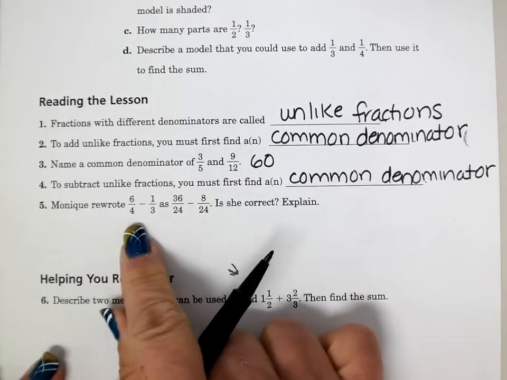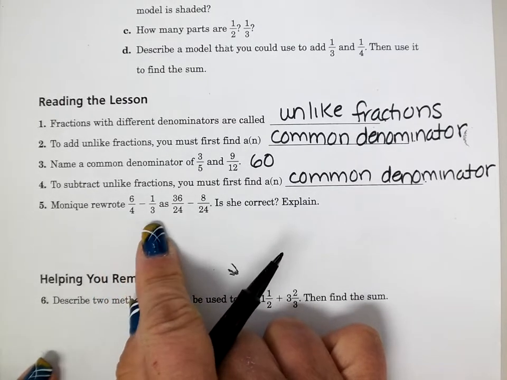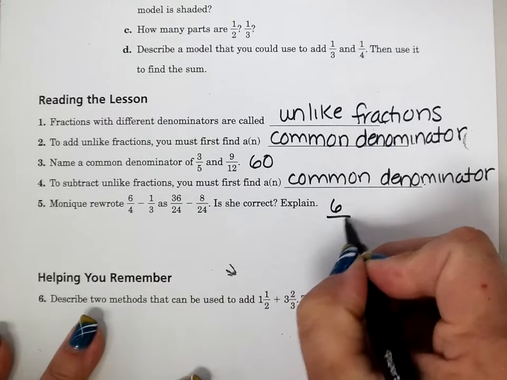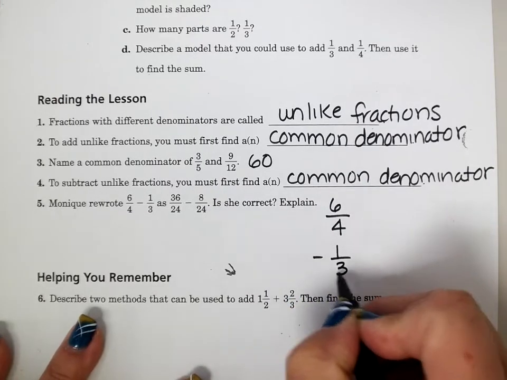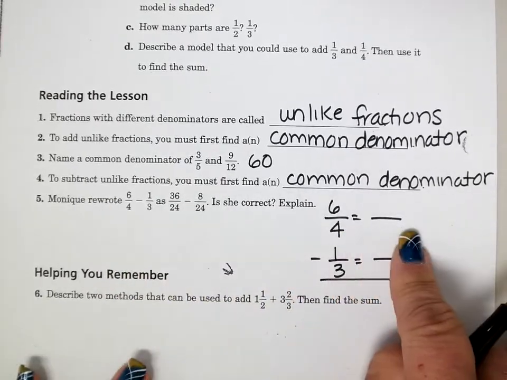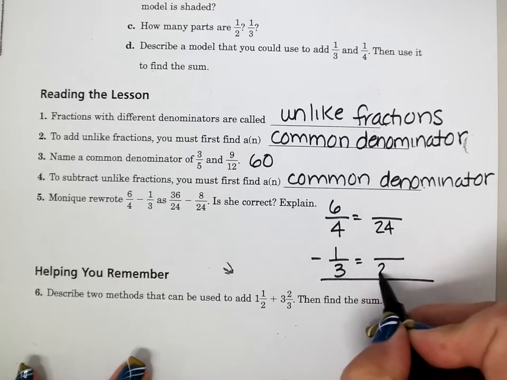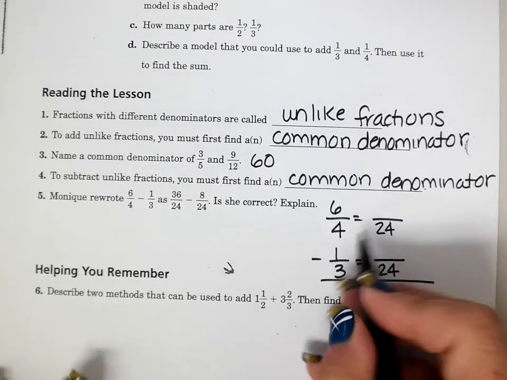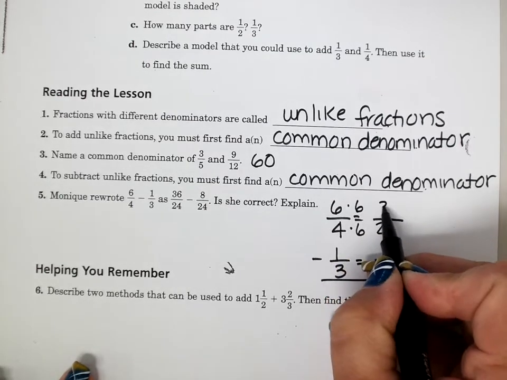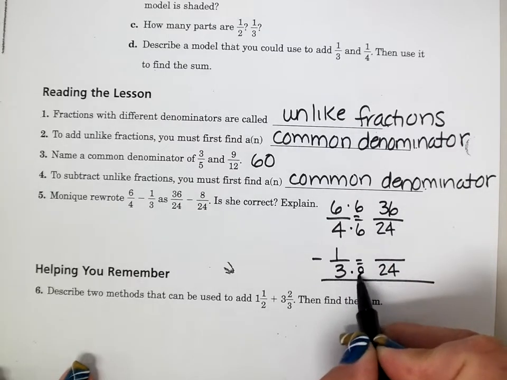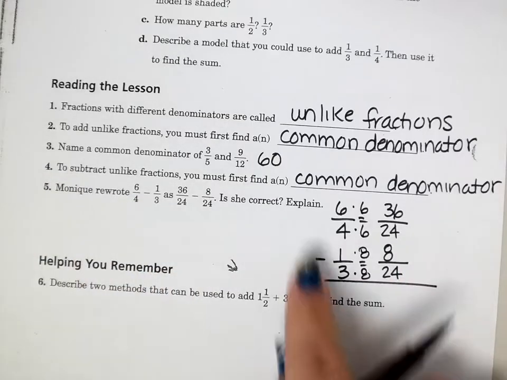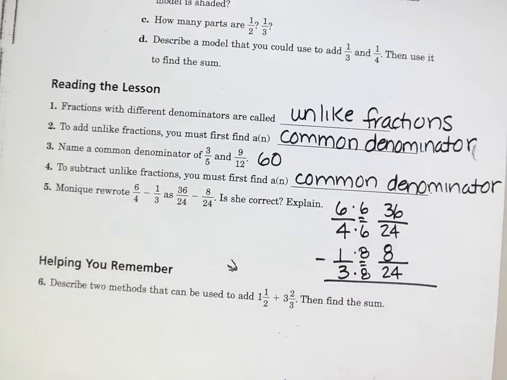Okay. Monique rewrote 6/4 minus 1/3 as 36 over 24 minus 8 over 24. So I prefer, when I do my fractions and find my common denominators, to write them vertically. I don't like it horizontally because I like to have the common denominator right next to me, because then I can see what I changed it to. So to go from 4 to 24, you times by 6, this would be 36. To get to 24 here, you times by 8. So is that what she wrote? Is she correct? She is. And we just did the problem to prove that she was correct.